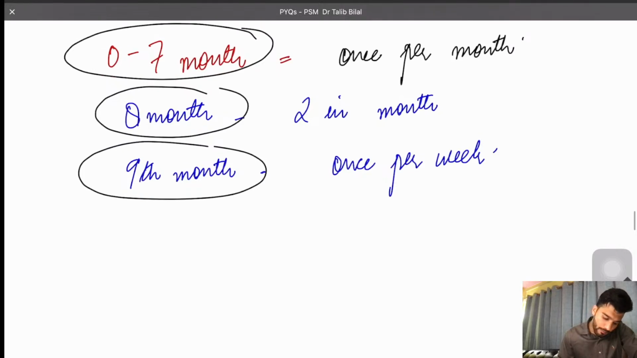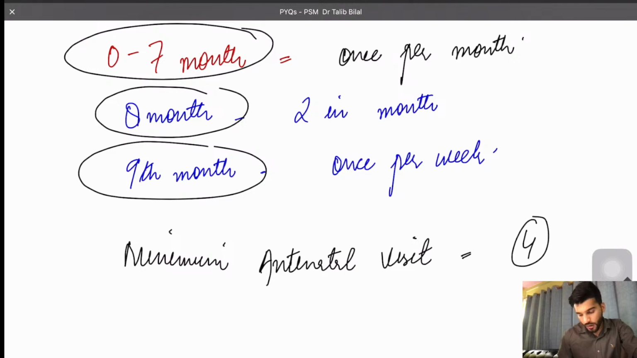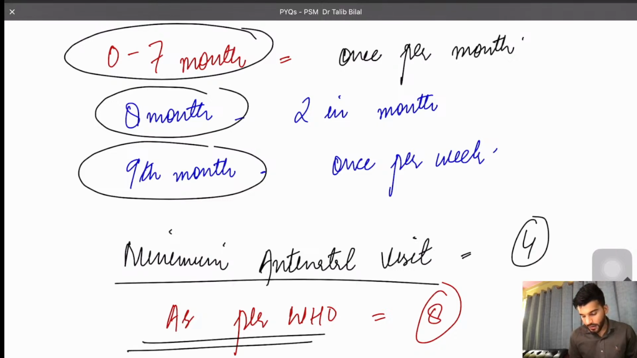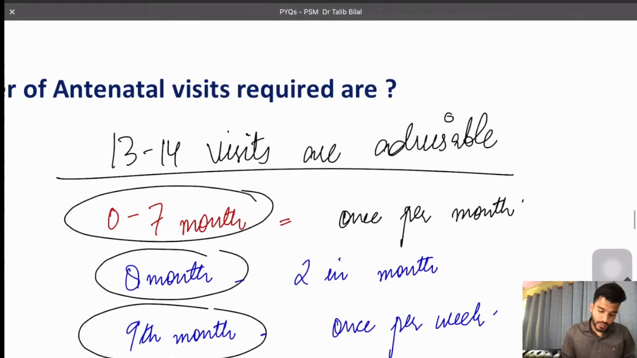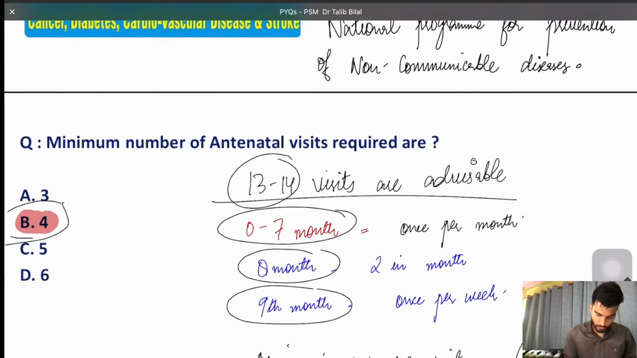And minimum antenatal visits. How many minimal should be there, guys? 4. But as per WHO, it is 8. So remember, if the question mentions as per WHO, your answer is going to be 8. If directly asking minimum antenatal visits, then your answer is going to be 4. 13 to 14 visits are advisable. So your answer for this question is 4.